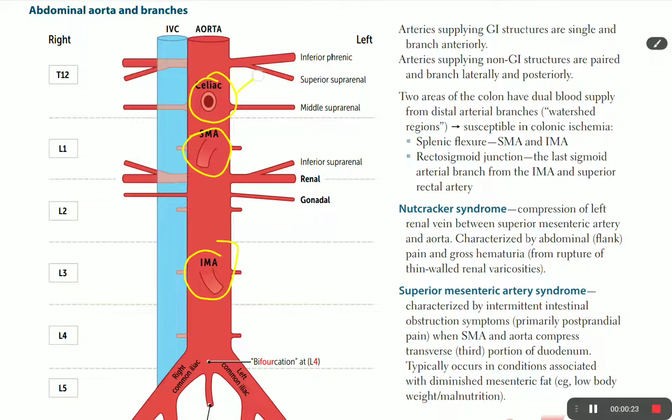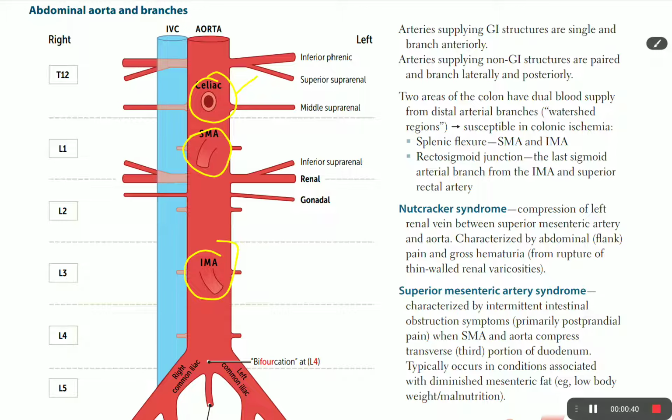We're gonna start with the celiac artery. It's for the foregut. It supplies the lower esophagus, stomach, and the first part of the duodenum, and just the first half of the second part of the duodenum.